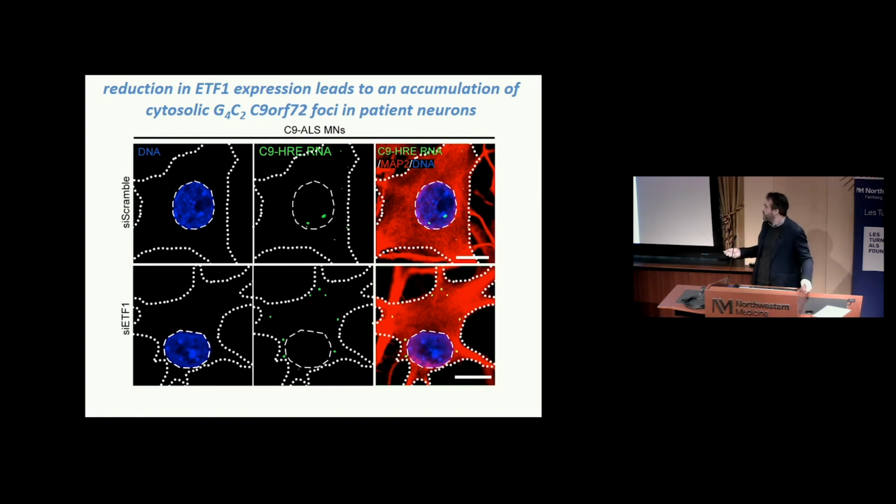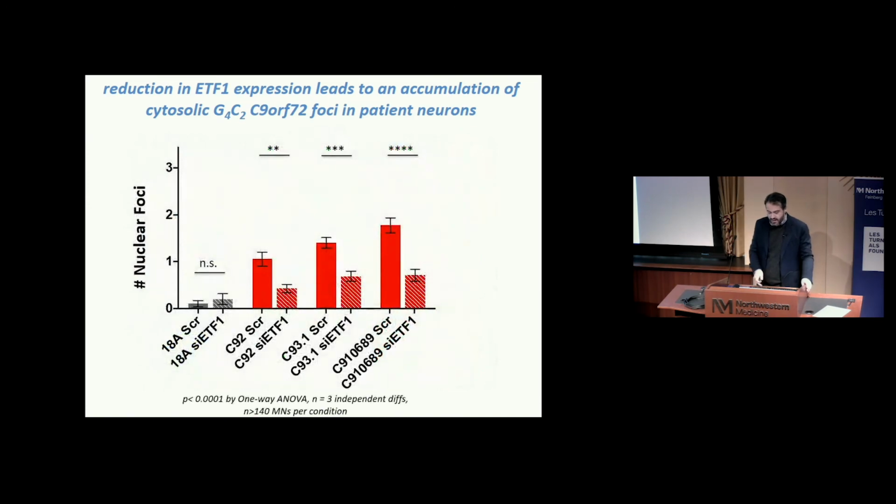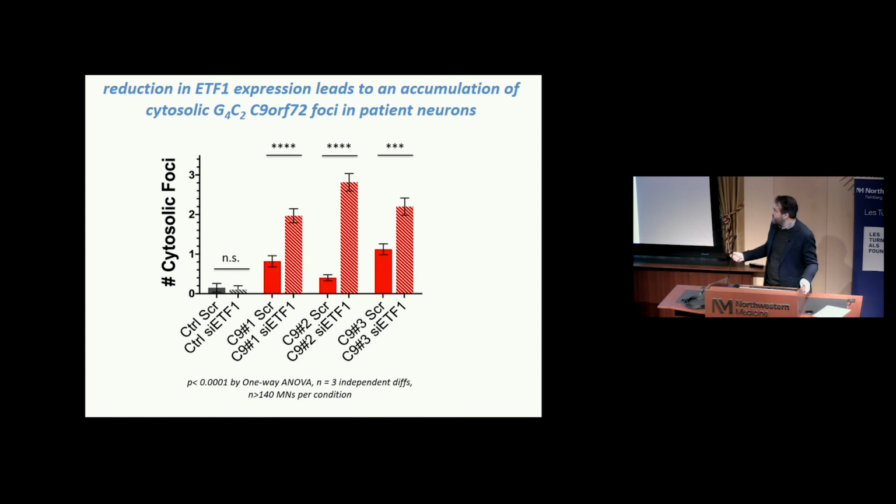I'm just going to show you one in the interest of time. These are the C9 RNA foci that I told you are typically found in C9 motor neurons, and in most cases they're nuclear. But when we knocked down ETF1, or removed ETF1, from patient neurons, they disappear from the nucleus and start accumulating in the cytosol. This was quite a dramatic difference, which is quantified here, in neurons derived from 3 independent C9 lines. This is the reduction in the nuclear abundance of the foci and a concomitant increase in the abundance of the cytosolic foci.